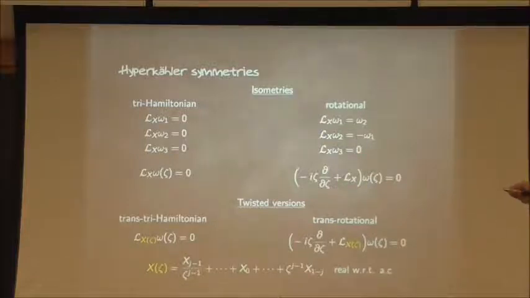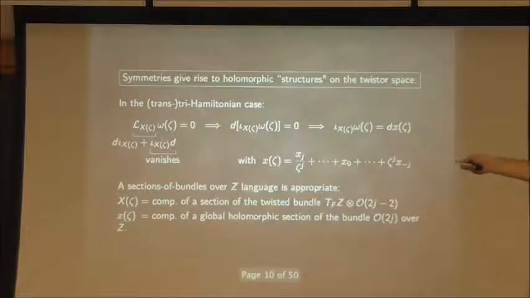But one thing I want to say: I'm going to treat these cases together, and I'm going to refer to the untwisted case as j equals 1. So when I say j equals 1, I mean the non-twisted case. So there are holomorphic structures on the twistor space. Now I'm going to discuss only this case.